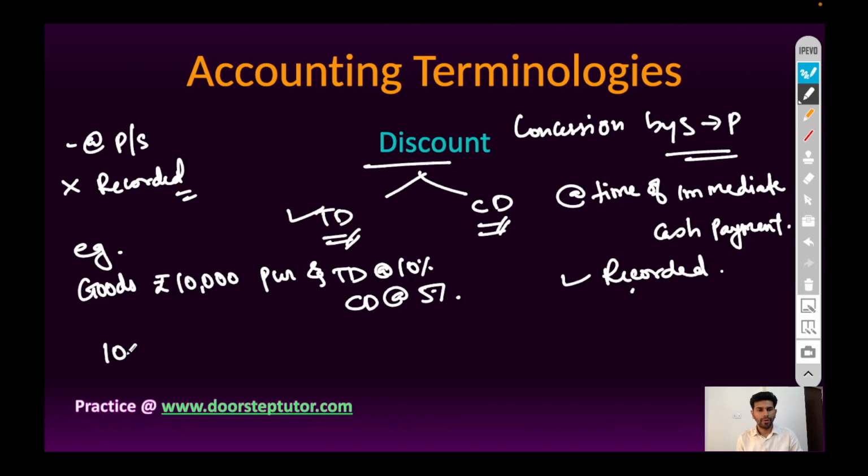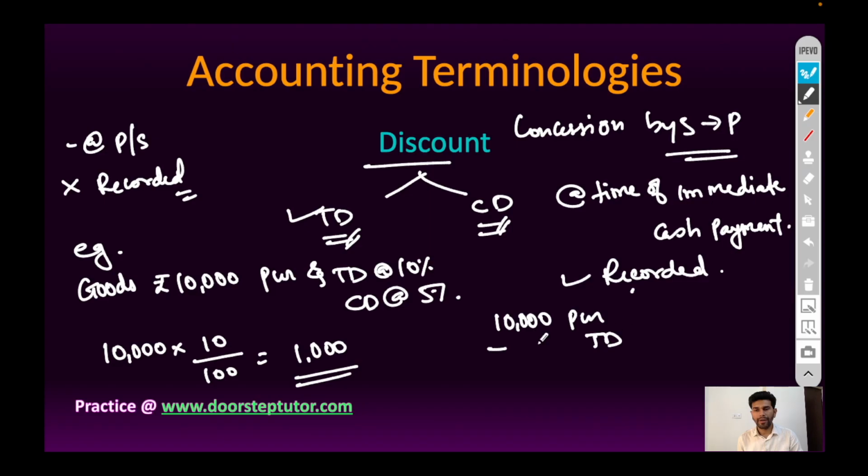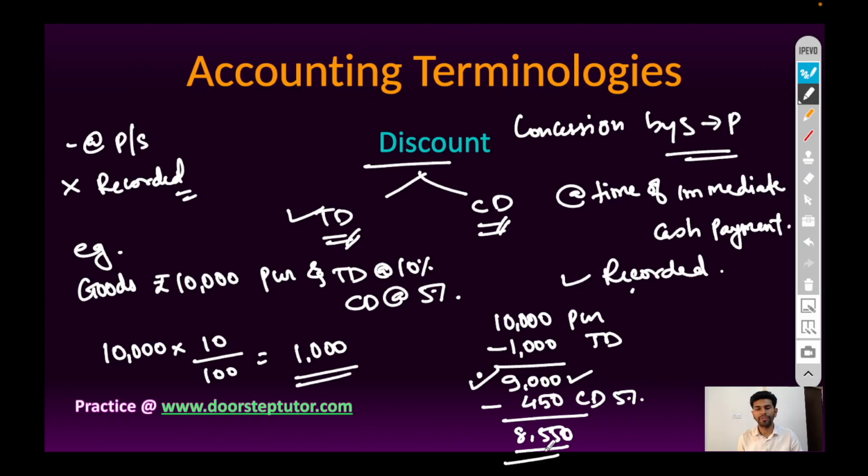So trade discount will be 10% of purchase price. So 1000 rupees will be trade discount. Purchase price is 10,000 rupees minus trade discount 1000 rupees. Cash discount will be recorded on balance amount at the rate 5%. So 5% of 9,000 rupees, that is 450 rupees, and balance amount will be 8,550 rupees.